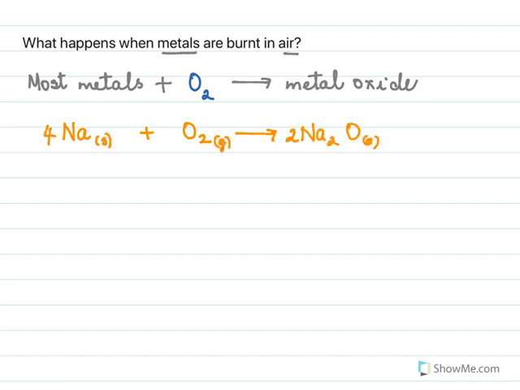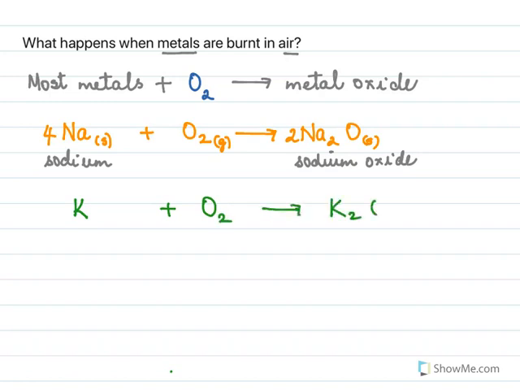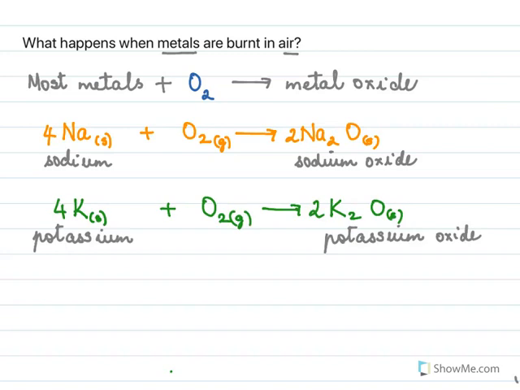Here is where the equation is balanced. This is sodium. When burnt in air, it forms sodium oxide. Same if you take potassium. Potassium is K, and when it burns in air, it will combine with oxygen from the air and form potassium oxide.